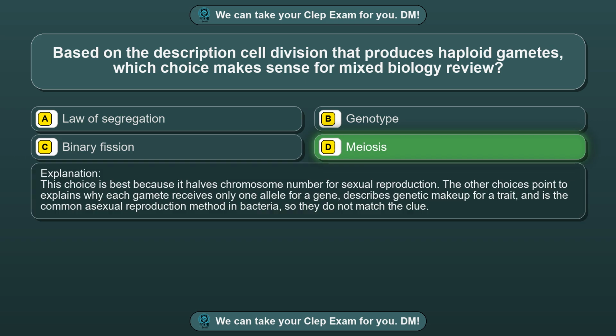This choice is best because it halves chromosome number for sexual reproduction. The other choices point to explains why each gamete receives only one allele for a gene, describes genetic makeup for a trait, and is the common asexual reproduction method in bacteria, so they do not match the clue.